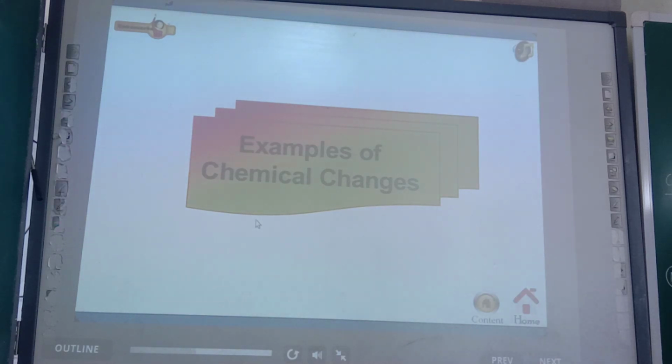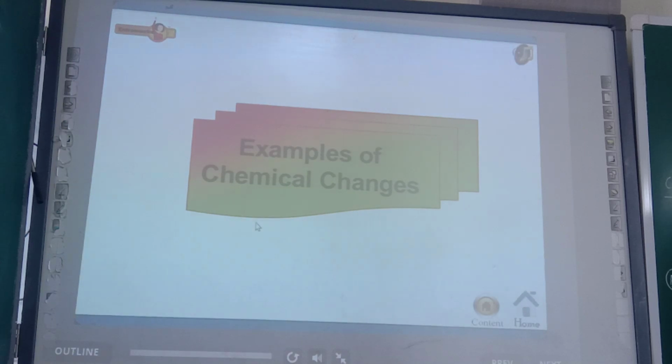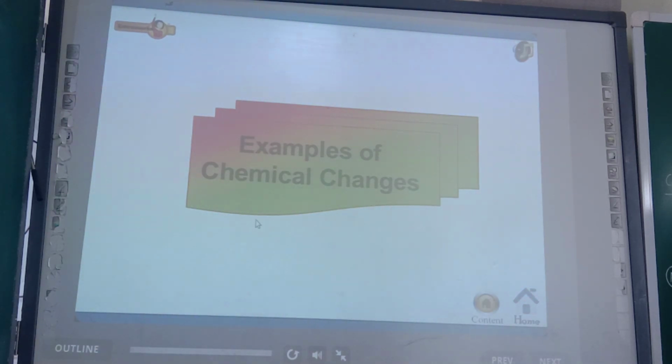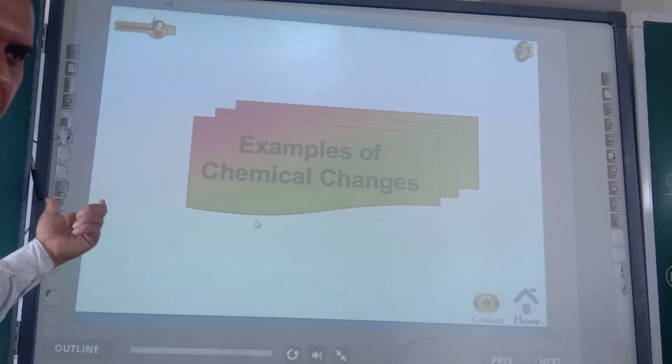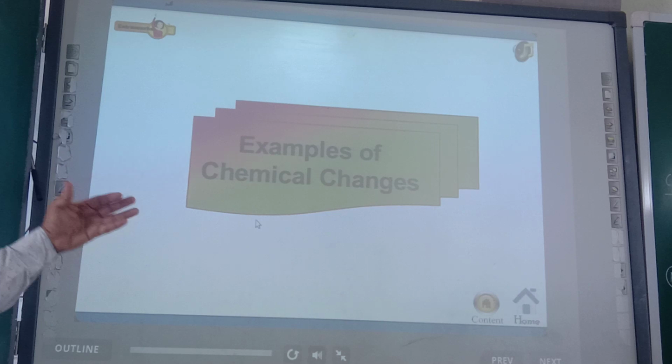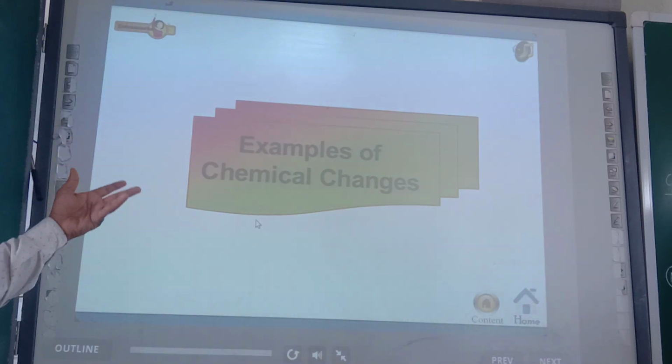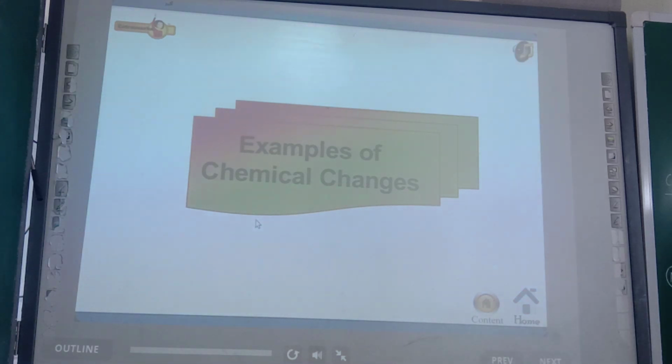Examples of chemical changes. Now let us perform an activity to show that the reaction between iron and copper sulfate solution is a chemical change. So to understand the chemical change, let us perform some examples. Now why am I taking the help of extra marks? Because here very easily you can understand the change in color, evolution of gas, everything will be visible. So for showing the experimental things I am using this one.